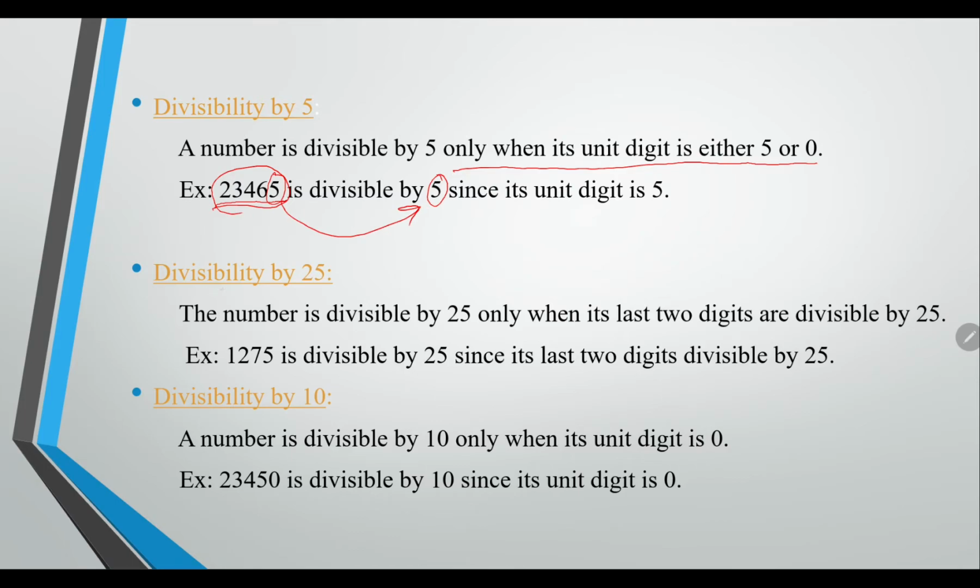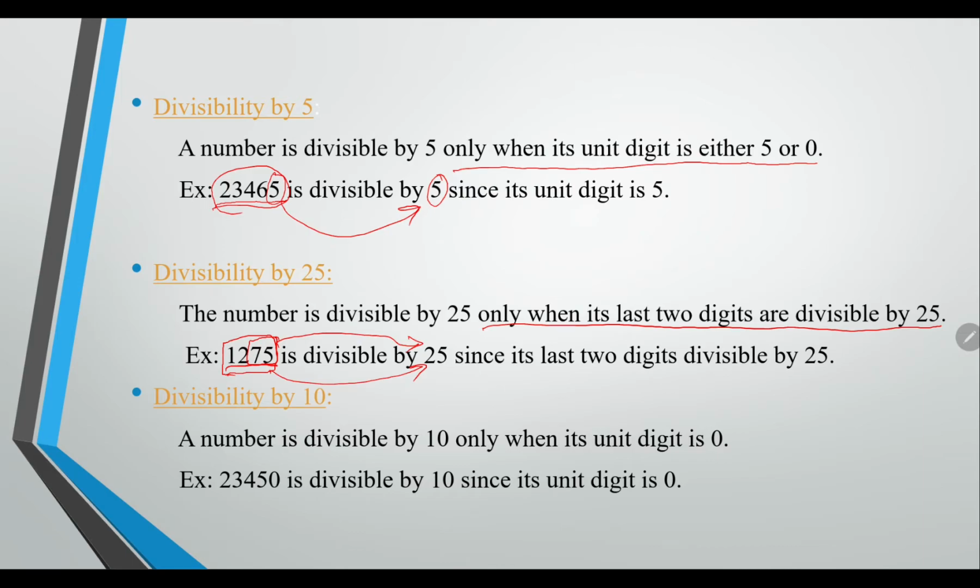Next, the divisibility rule of 25. A number is divisible by 25 only when its last two digits are divisible by 25. For example, we consider the number 1275. Its last two digits, that is 75, is divisible by 25. So therefore 1275 is divisible by 25.